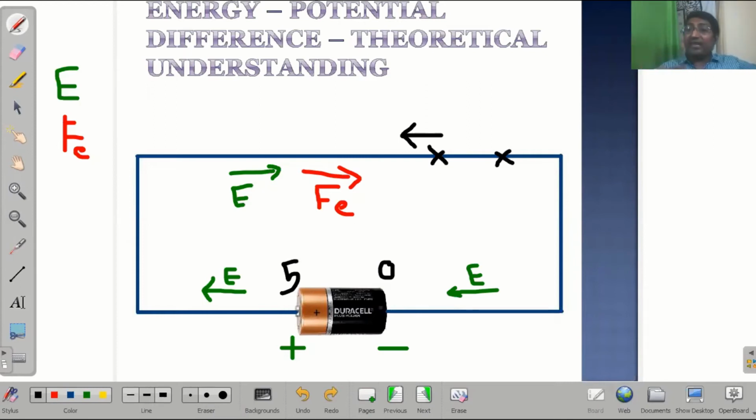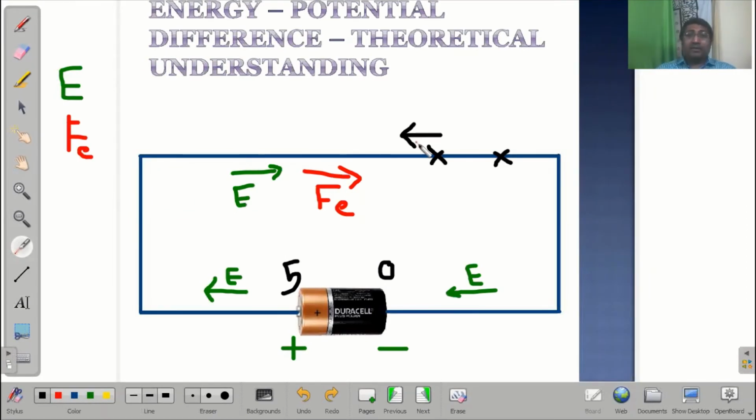So with that 5 volts of potential difference, all these things are happening: electric field, electric force, then acceleration of electrons. Everything is happening because of that. Okay, let's move further. Now, you already observed this.